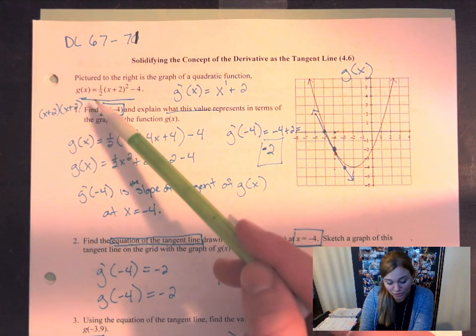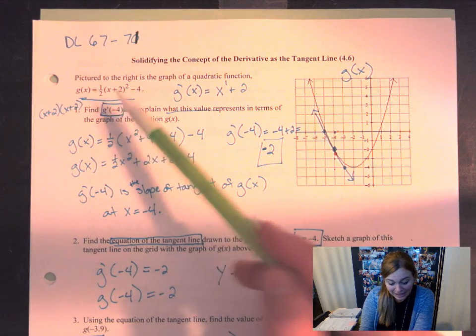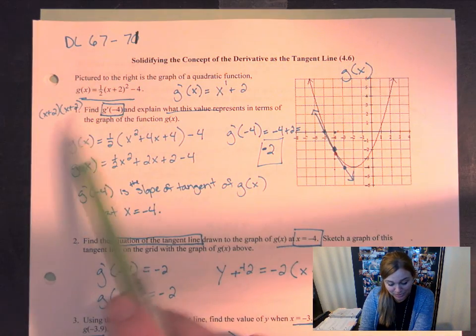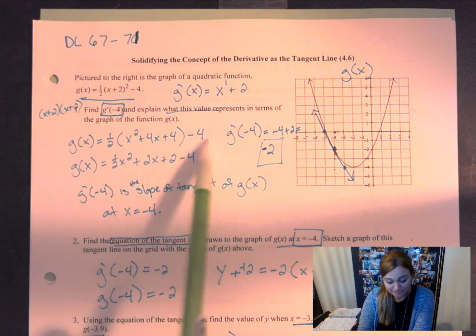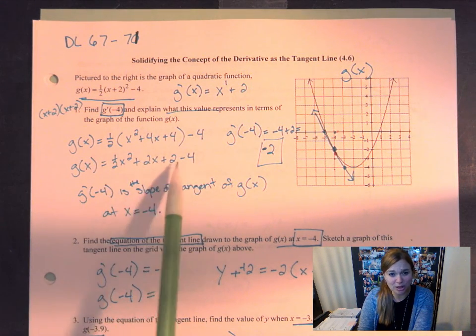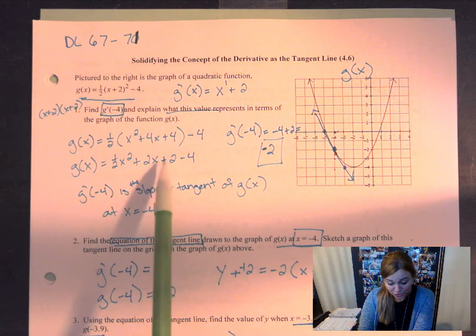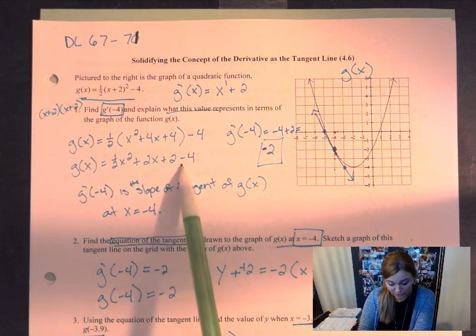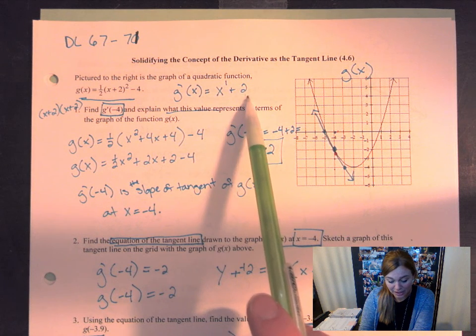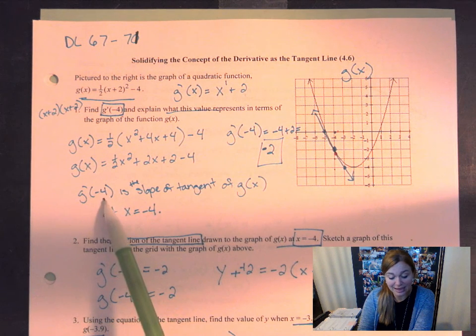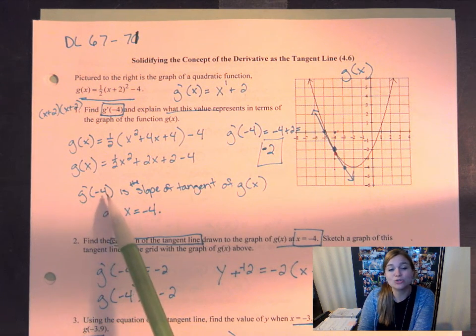But since I have the graph of g of x, what I can do also is I distributed this and I was like, well, g of x. And so I expanded this and then I put it into a polynomial form. Took the derivative, so up here I went from this step to this step, and I said g prime of x is equal to x plus 2, and then I substituted in x equals -4, because the derivative is the slope of the tangent at this particular value of x.